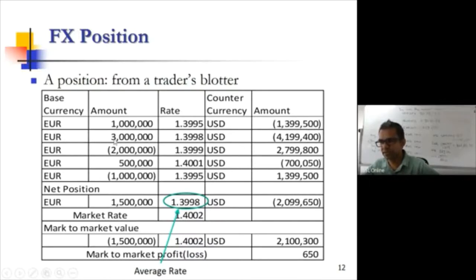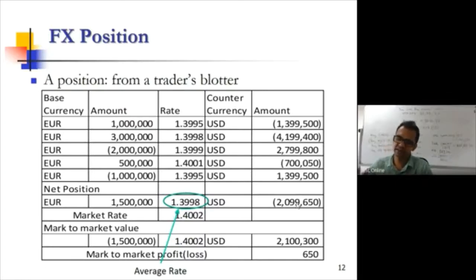So to buy 3 million euros at 1.3998, you pay this much. These are the amounts in equivalent dollars. When you add them together, you get your dollar position here. So when you go long in euro, definitely you should go short in dollars. You can't go long in euros while you are going long in dollars as well.